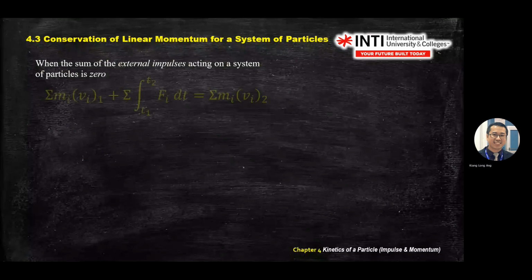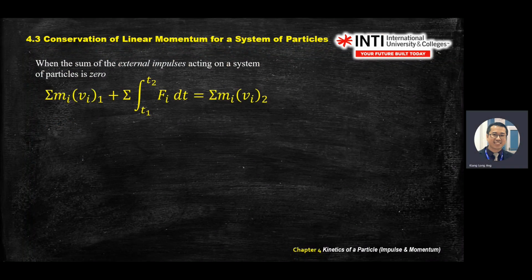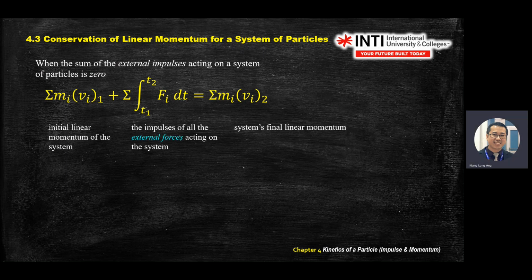Next, still we look into conservation of linear momentum for a system of particles. So this equation you see on the screen here, you are very familiar. It is still the equation of the principle of linear impulse and momentum. mv1 plus all the impulse equal to mv2. The i here is for individual particles.